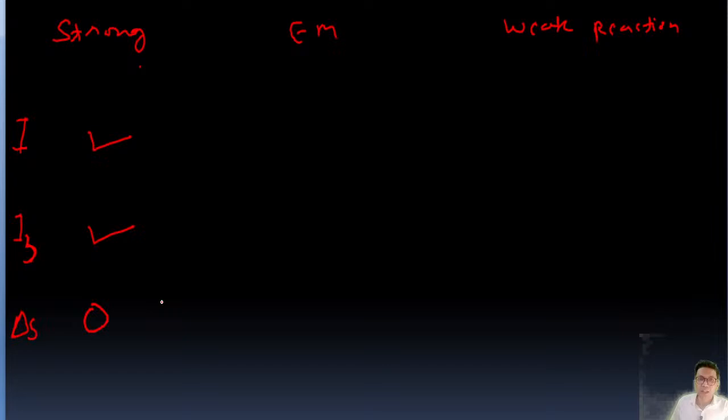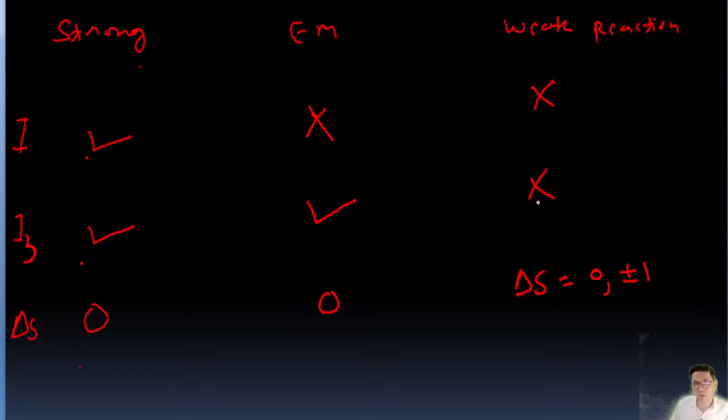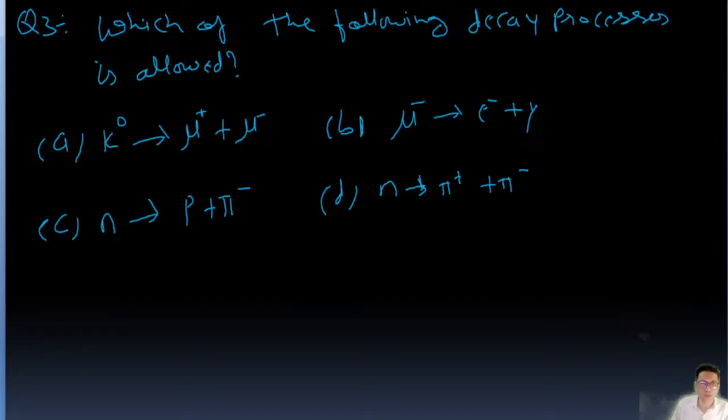And similarly for electromagnetic, I3 will be allowed, I will not be allowed, and delta S value is going to be either 0 or plus minus 1. How, I'm going to explain. For this reaction I will explain. So I'll check option by option.